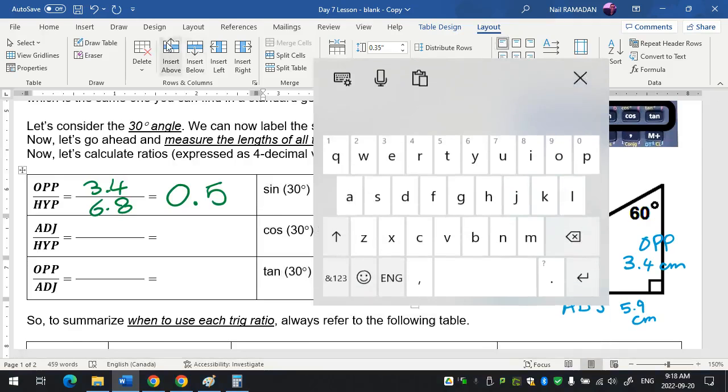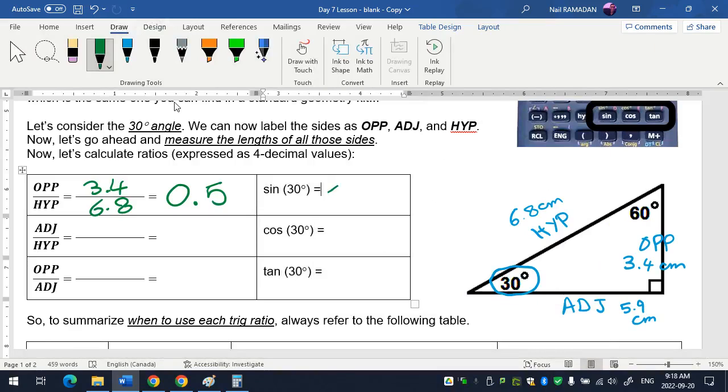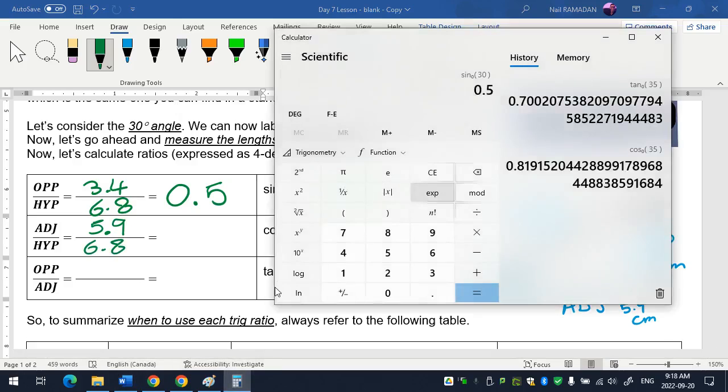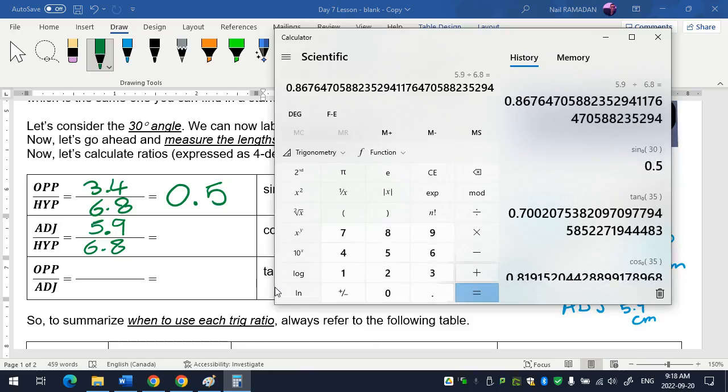There we go. We said 0.5 as usual. 0.5. Okay. How about the adjacent over the hypotenuse? Well, according to your measurement, 5.9 divided by 6.8. Okay, what is that? I'm not sure what it is, but we'll see. 5.9 divided by 6.8. How much?